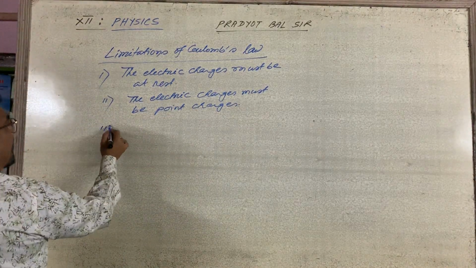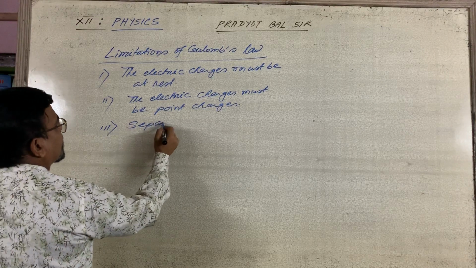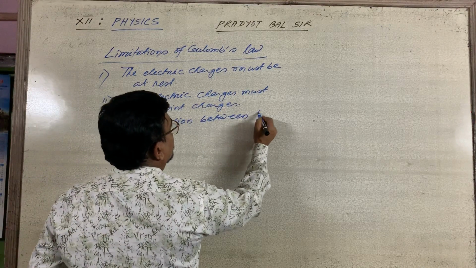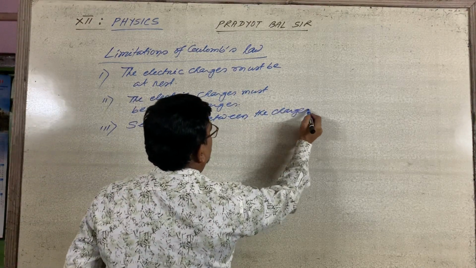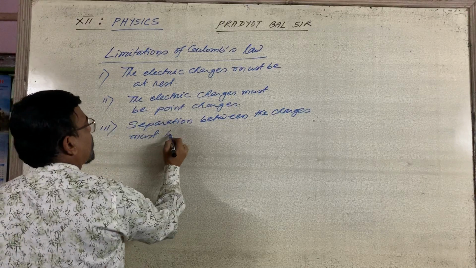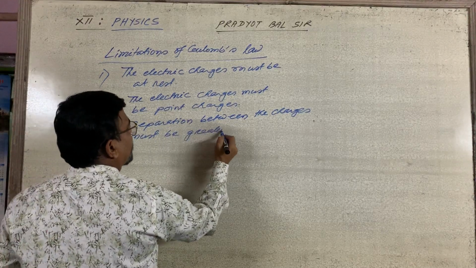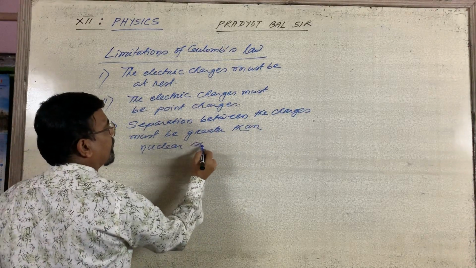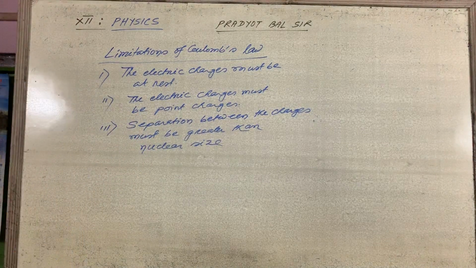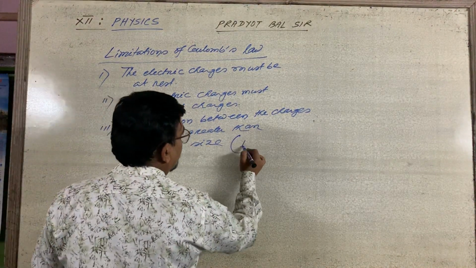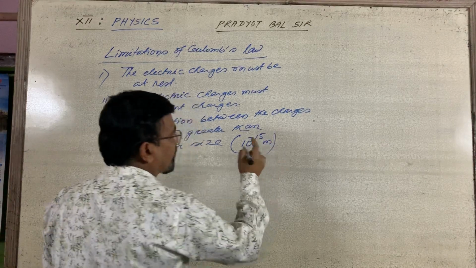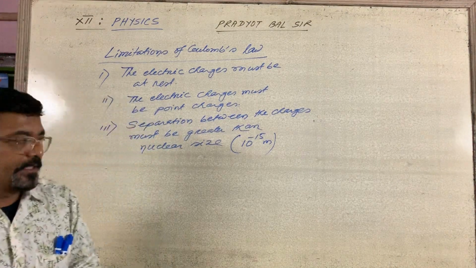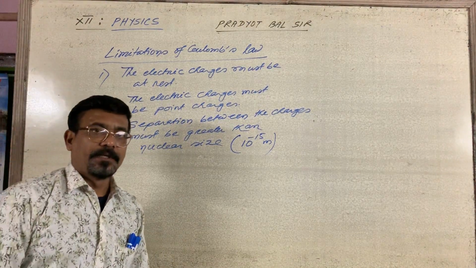And number 3 point, separation between the charges must be greater than nuclear size. Now I hope you all know what is the nuclear size. It's 10 to the power minus 15 meter. That means the separation between the 2 point charges must be greater than the nuclear size, that is 10 to the power minus 15 meter. That's all for today.